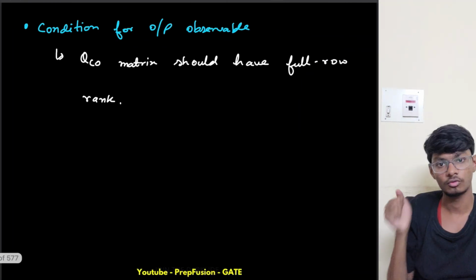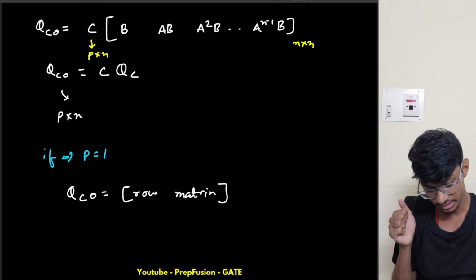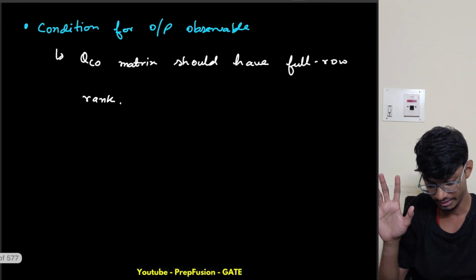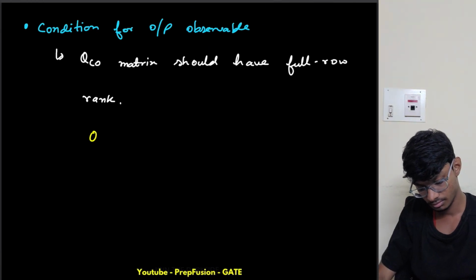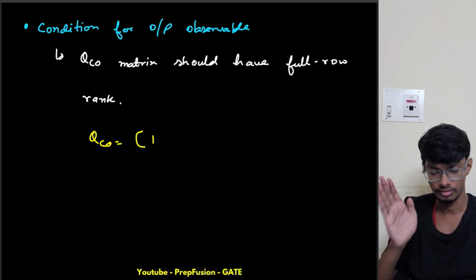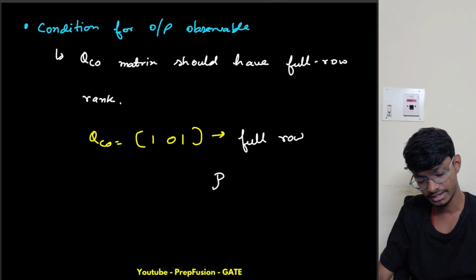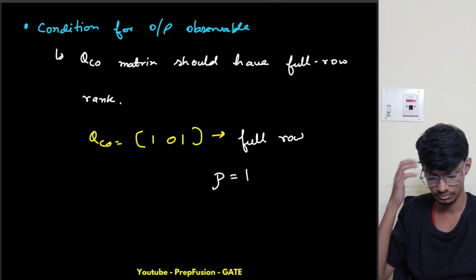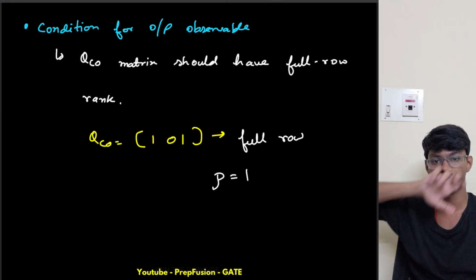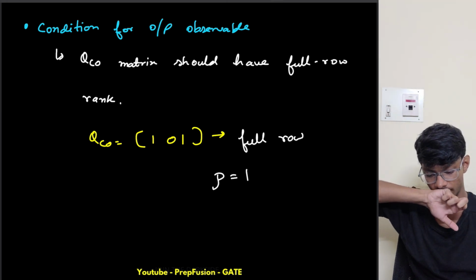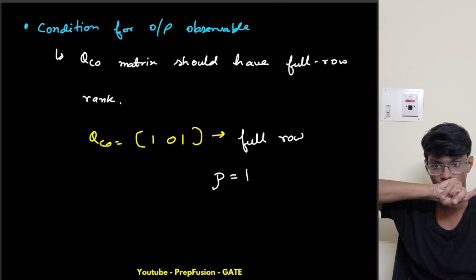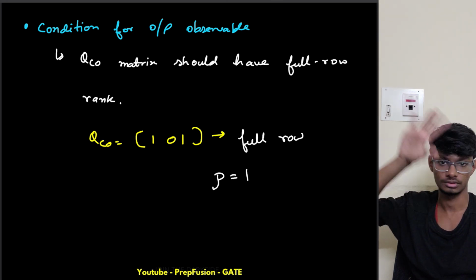What do I mean by full row rank? Let's say I have a row matrix QCO, and n is 3, so I'll have the number of columns as 3: 1 0 1. So this has full row rank. How? What is the rank of this? The rank of this is 1. When we calculate the rank, it is the minimum of the number of rows and columns. We study this in mathematics.